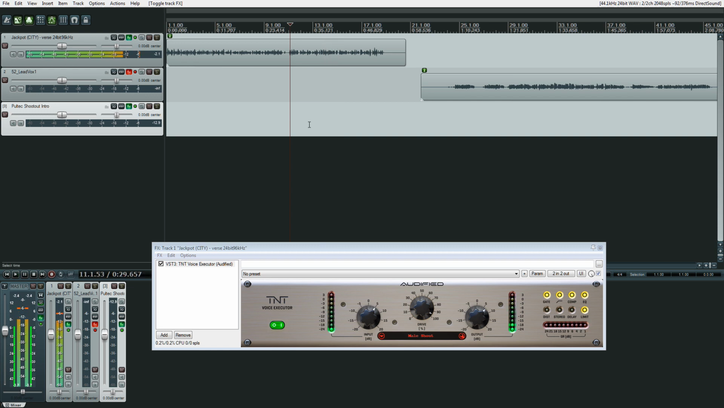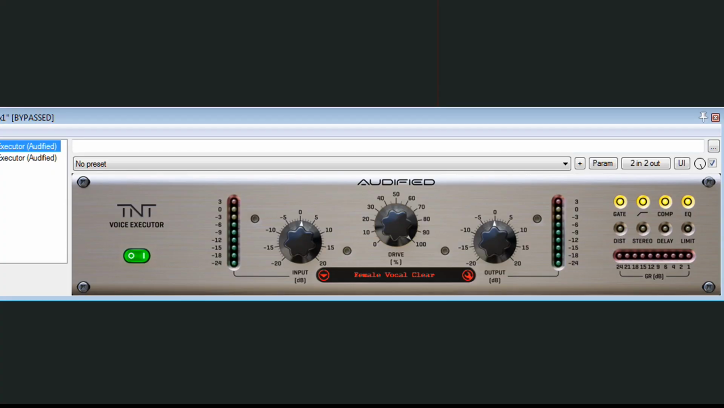Okay, and then on this final one, I like the wide setting. So I actually used two of these. One for mostly EQ and compression, and the other one for a spatial effect. So this is before.